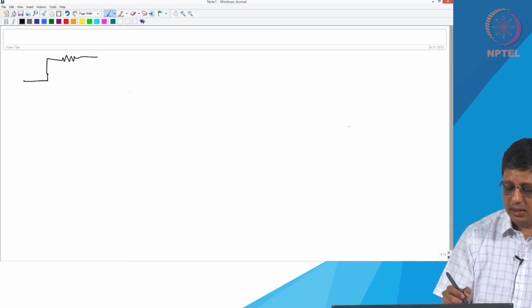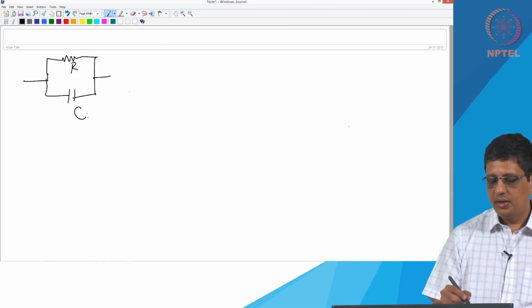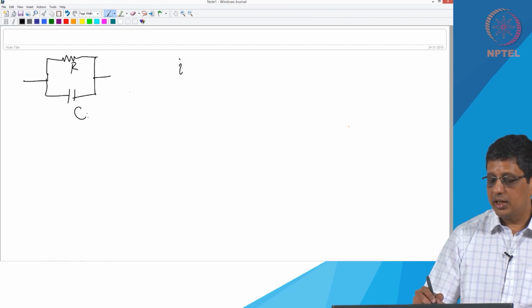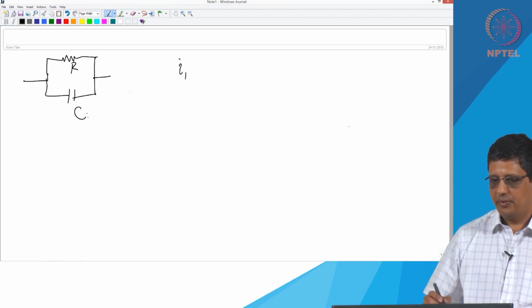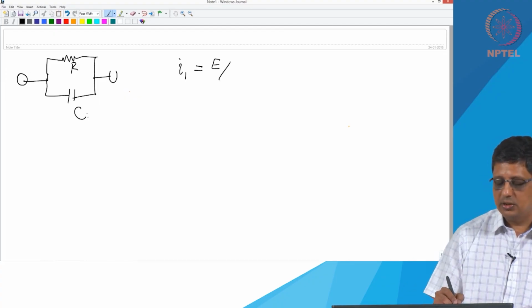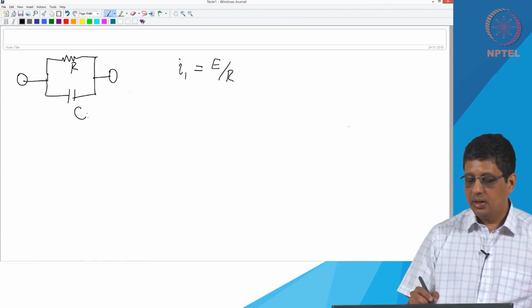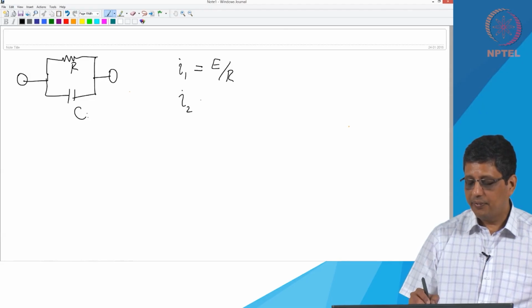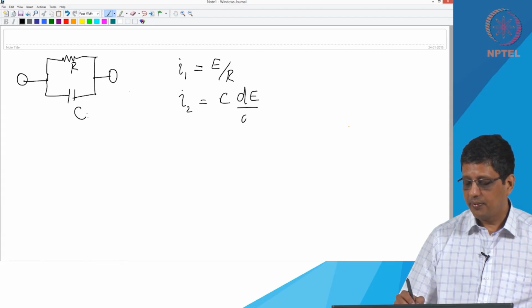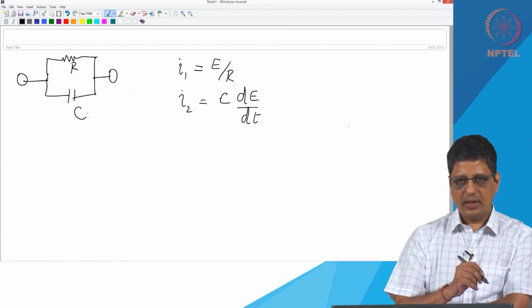So, first we will take the circuit where you have a resistor here and you have a capacitor here. Current through the top part, we will call it I1, and that is going to be related to the potential applied across these two locations. It is an algebraic equation. Current through the bottom part is given by the differential equation.